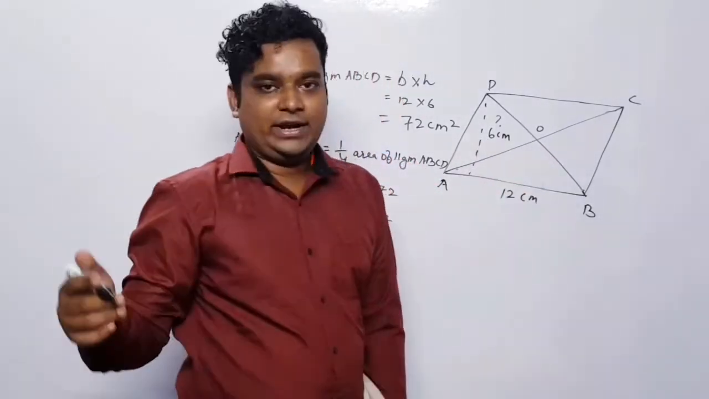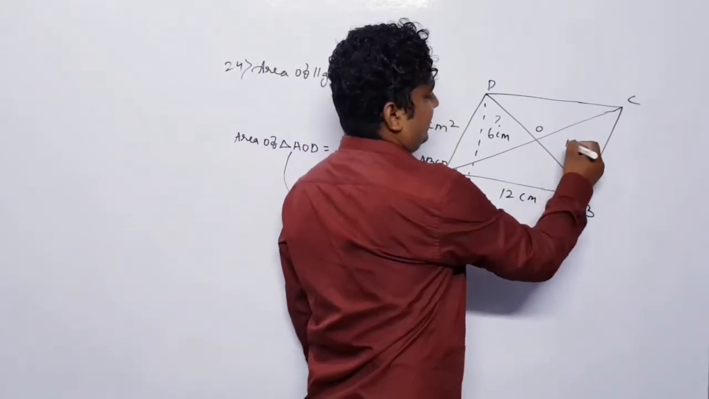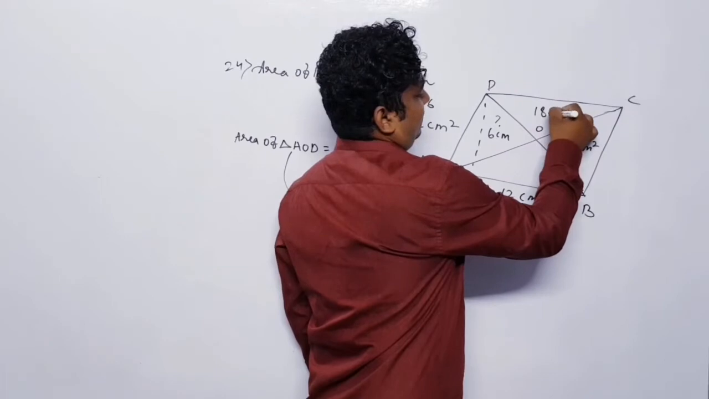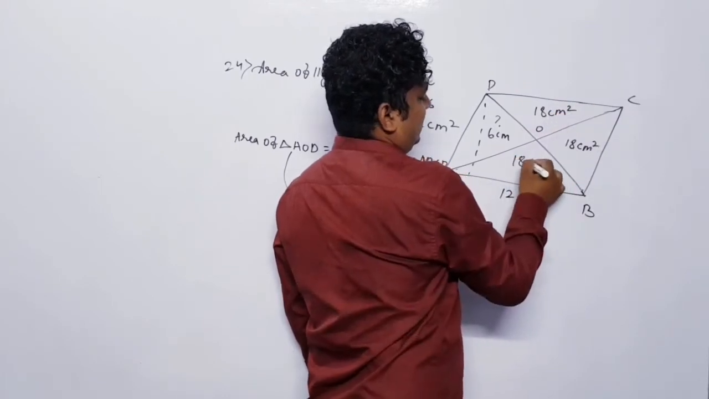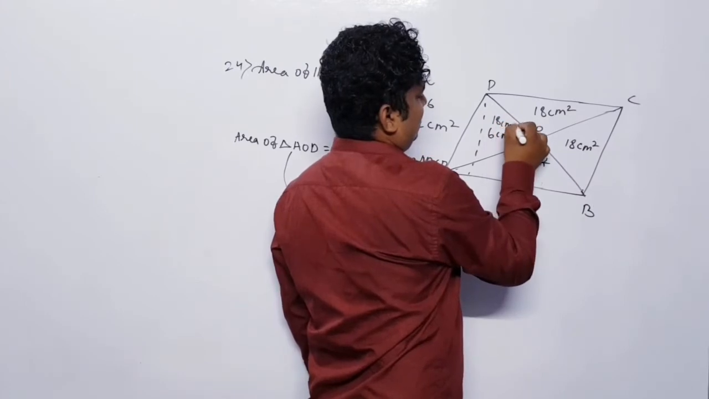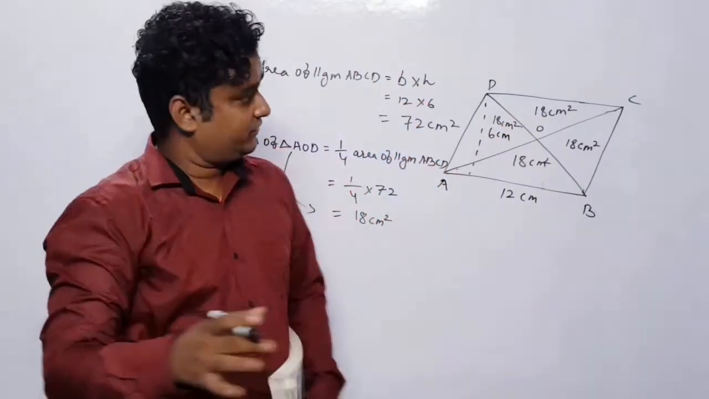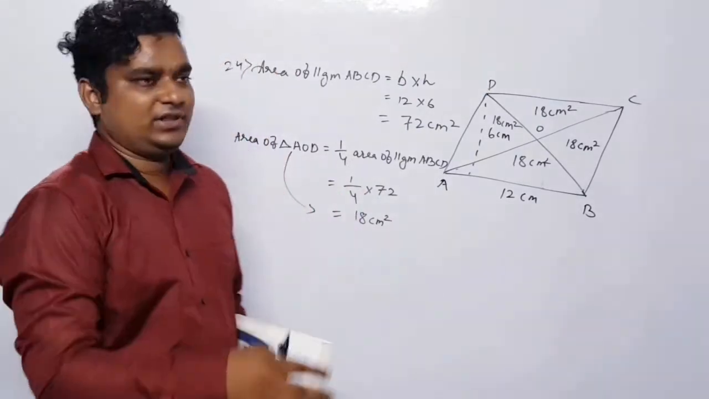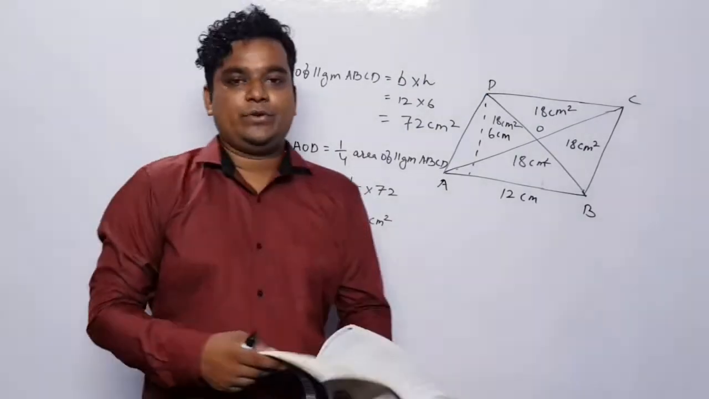And one more thing I would like to tell over here, all the triangles' area will be 18 centimeter square. Clear with this? Because we know that the diagonals bisect it into triangles having the same area. Okay, so coming to the next question.